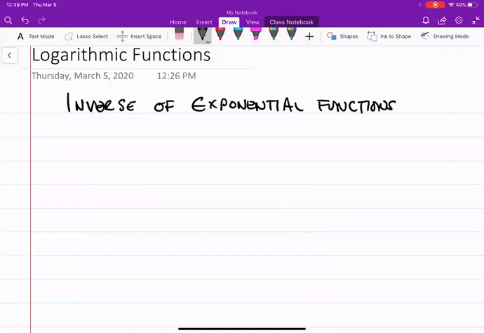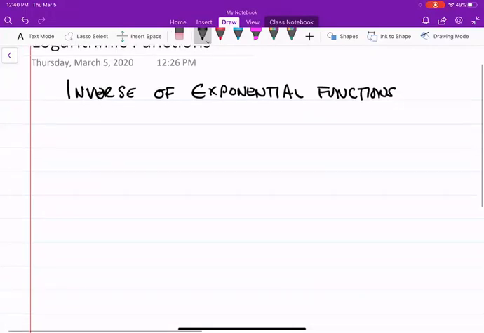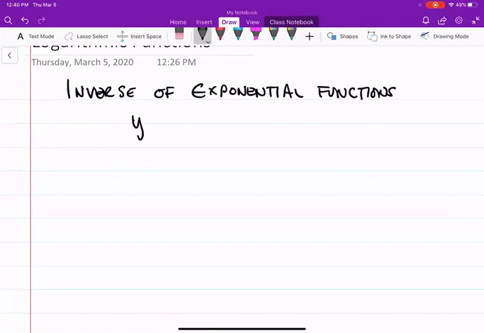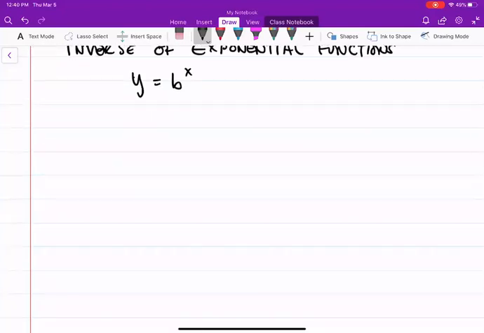So let's find the inverse of the exponential function. The exponential function you guys had was y is equal to b raised to the x. Is that correct? So how do we find the inverse? Switch x and y and solve for y again, right? So if I was to find the inverse, I would switch x and y, and then I have to solve for y again.